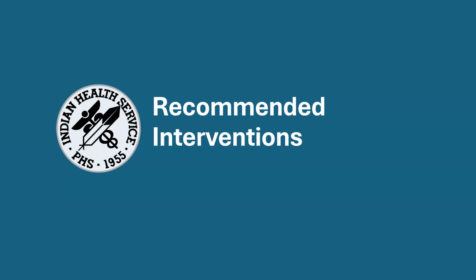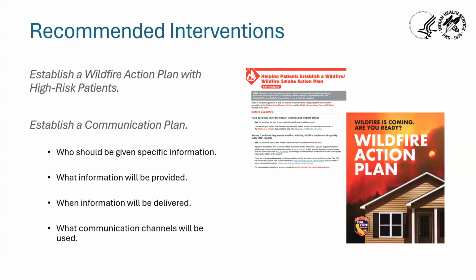So next we'll go into some of the recommended interventions. So these are kind of like for your healthcare facility, some considerations to put in. So a big one I recommend doing is, there's this document from AmeriCares. I have it linked in here, but it's to help establish a wildfire action plan with your high-risk patients. So this plan kind of ensures patients understand the risks present with wildfire smoke, assess their ability to read and access air quality information and understand it.